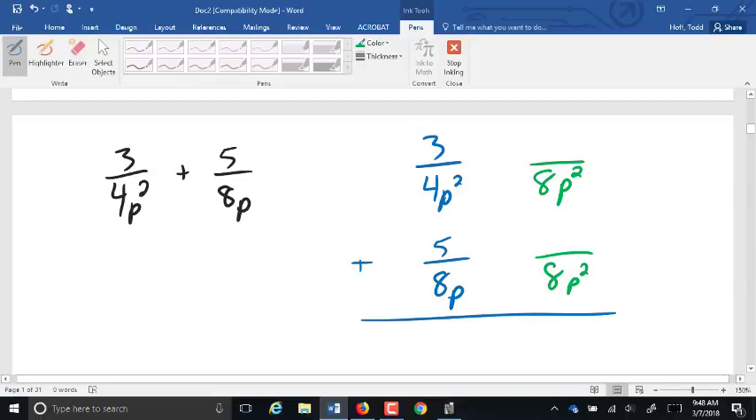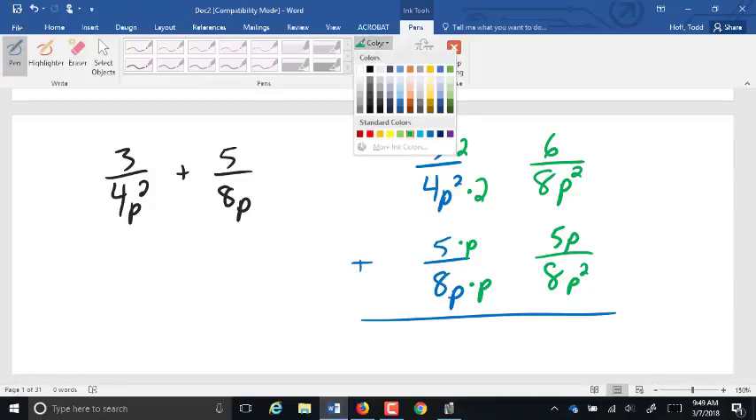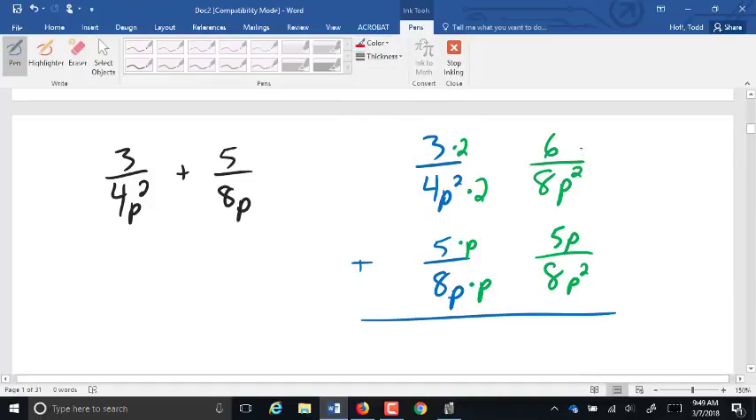Now I have to figure out what I have to multiply by. Do I have to change the 4? It has to become an 8, so I have to multiply it by 2. Do I have to change the p squared? No, I'm keeping the p squared. So I just have to multiply the numerator here by 2. 3 times 2 is 6. Down here, do I have to change the 8? No, it stays an 8. Do I have to change the p? Yes, it's got to become a p squared, so I'm multiplying by p. So 5 times p is 5p. Now when I add, I have 6 plus 5p, all over 8p squared.